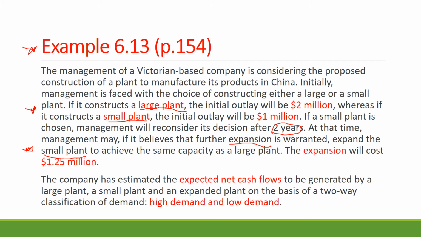Right. For this decision, we also have an initial outlay. The company further provides us with the expected cash flows for each of these events. Yeah. We also have 2 probabilities for demand, a high demand probability and a low demand probability.